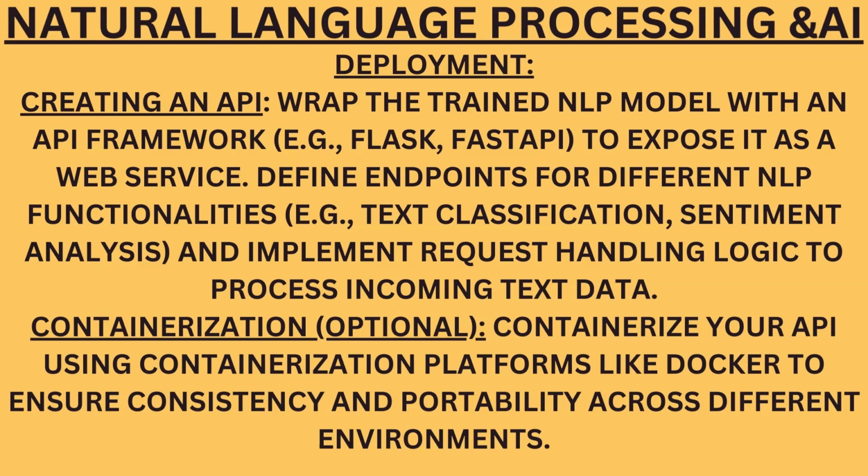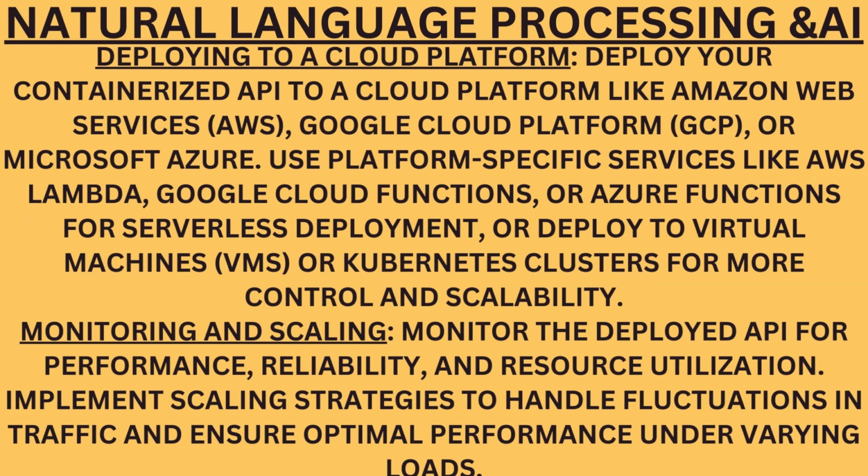Containerization. Optional. Containerize your API using containerization platforms like Docker to ensure consistency and portability across different environments. Deploying to a cloud platform. Deploy your containerized API to a cloud platform like Amazon Web Services AWS, Google Cloud Platform GCP, or Microsoft Azure.